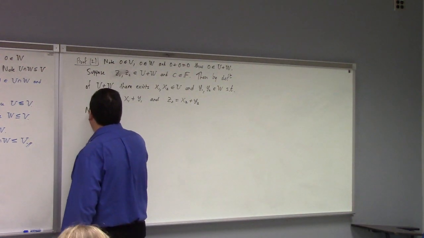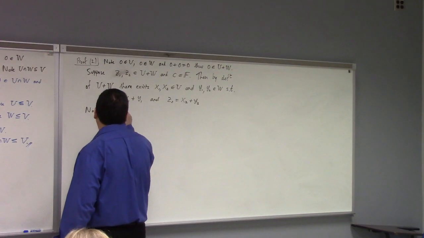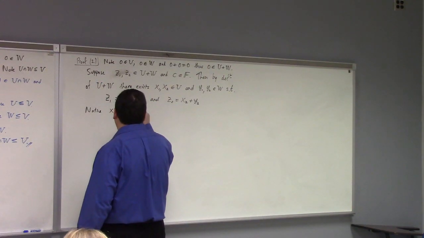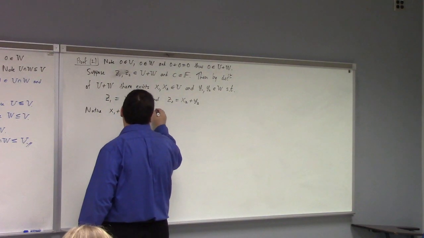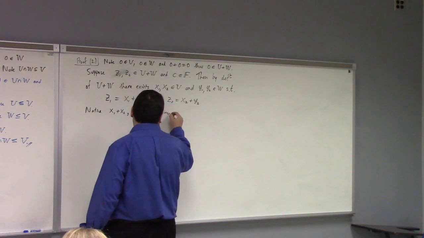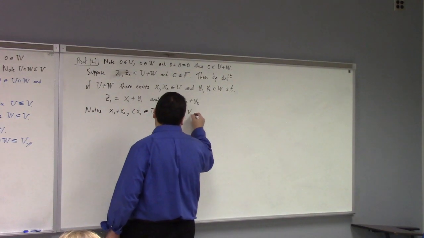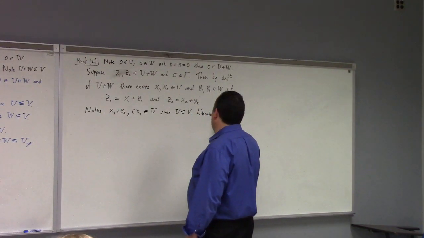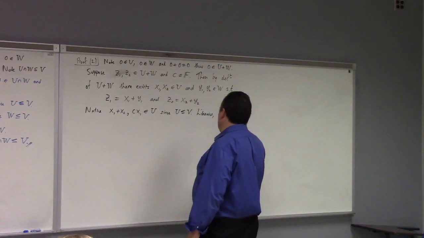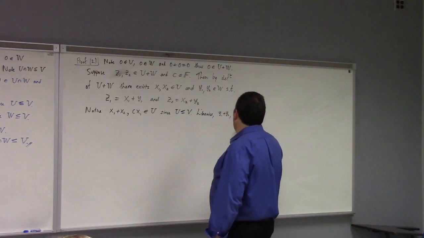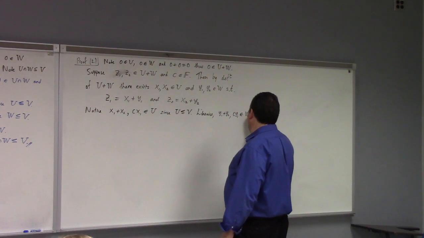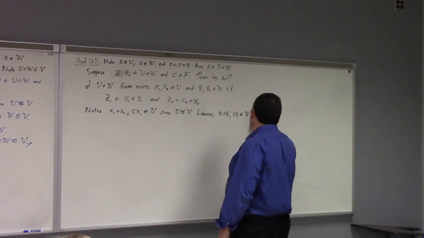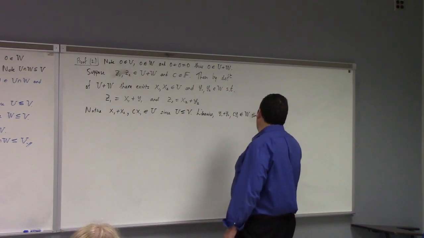Let's notice that x1 plus x2 and also cx1 are elements of U, since U is a subspace of V, right? Likewise, y1 plus y2 as well as c times y1 are elements of W, since W is a subspace of V, right?